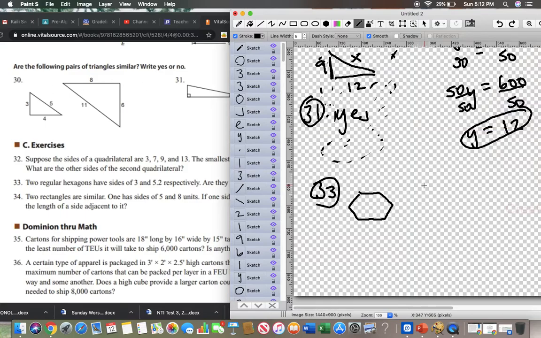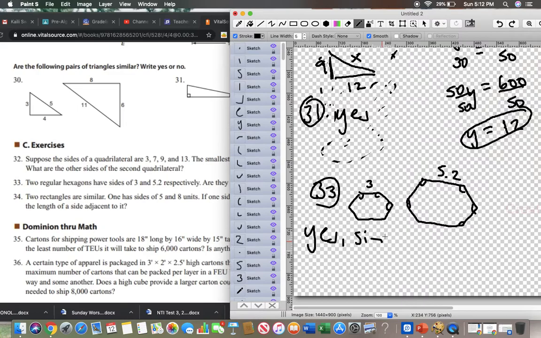Well, if they are similar, then this hexagon over here is going to be bigger. It's going to be the same shape, but it's going to be bigger. I know these aren't the best drawings, but bear with me. Here we go. If this one has side 3 and this one has side 5.2, how would we figure that out? Are all regular hexagons going to have all the same interior angles? Are all of their corresponding angles congruent? Yes, they are. So yes, they are similar. That is the answer.